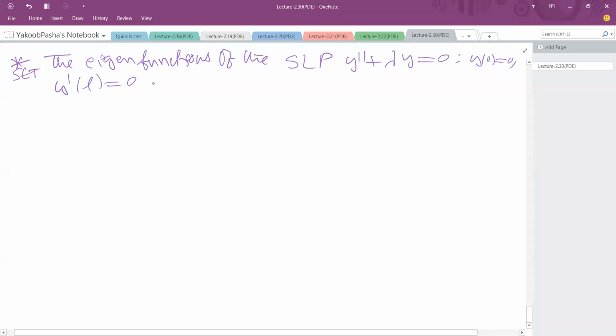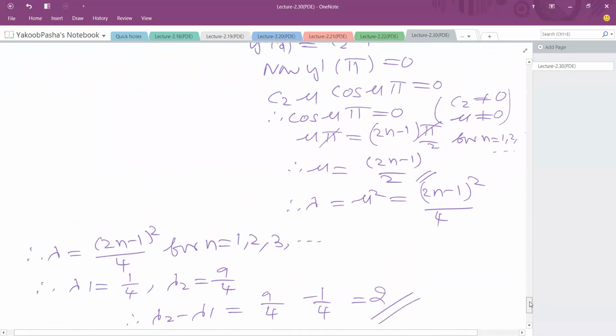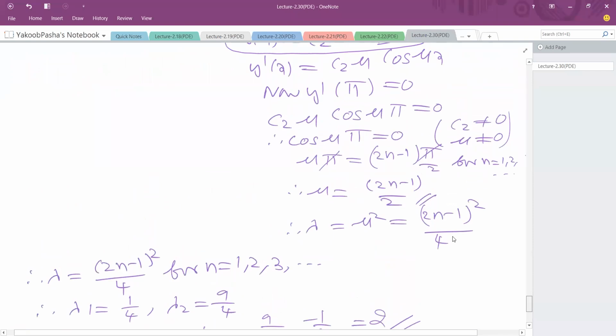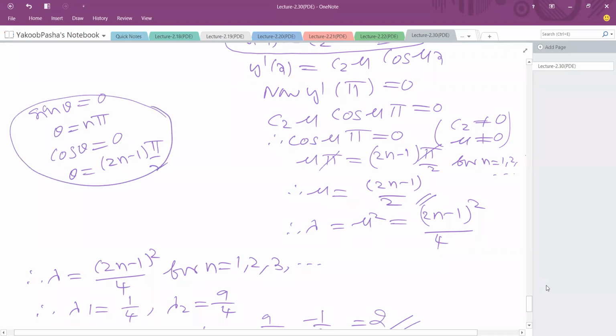Excuse me, sir. Yes, madam. Sir, in the above problem, why did you take 2n minus 1 by 2? Here cos mu pi is equal to 0, mu equal to 2n minus 1 by 2. When cos theta is equal to 0, theta is 2n minus 1 into pi by 2. We have formulas from intermediate. When sin theta is equal to 0, then theta is equal to n pi. Similarly, when cos theta is equal to 0, theta is equal to 2n minus 1 into pi by 2. These are the formulas from intermediate first year.